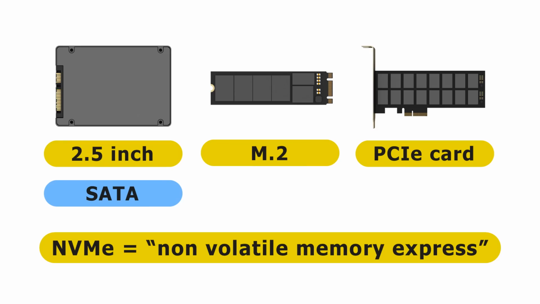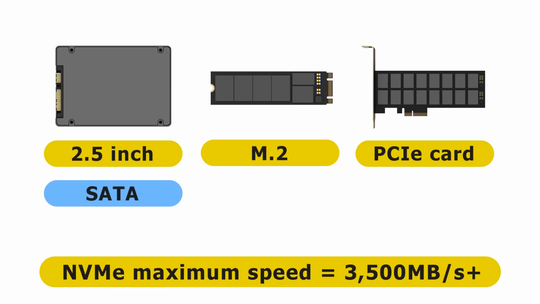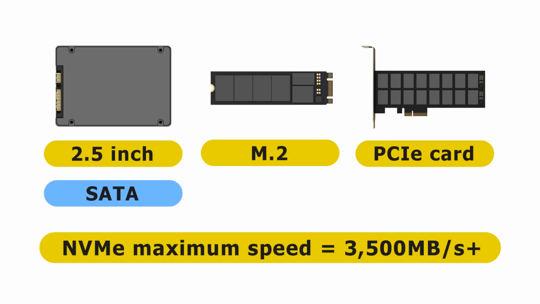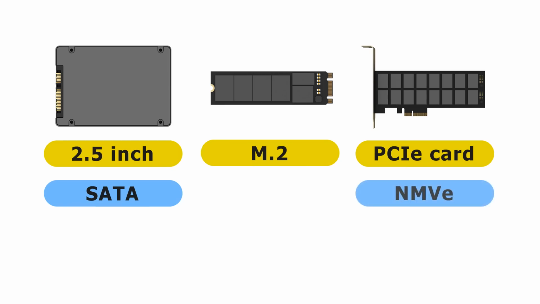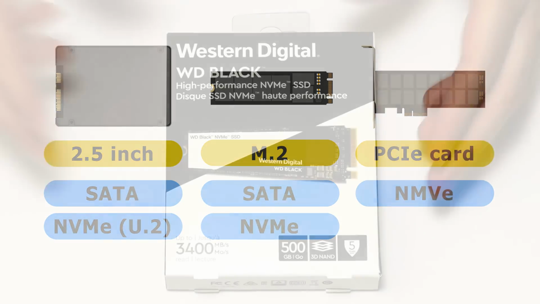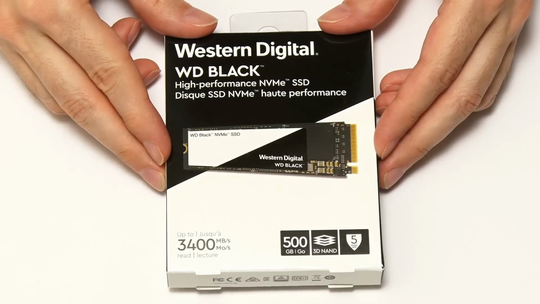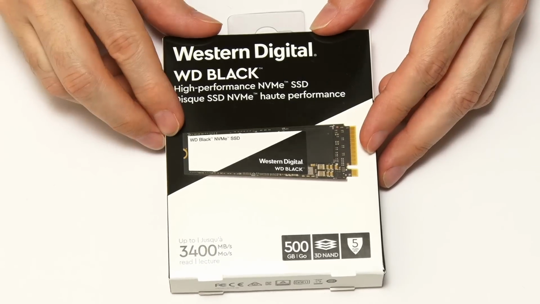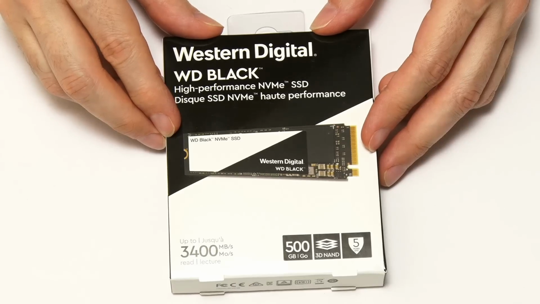This connects SSDs via PCIe, with the fastest drives currently available claiming a transfer speed of up to 3,500 megabytes a second. NVMe is used on all new PCIe card SSDs, as well as on the latest U.2 2.5-inch drives. M.2 SSDs also come with either a SATA or an NVMe interface. And so, returning to our WD Black NVMe SSD, you can see that what we have here is an M.2 drive with the fastest available interface.